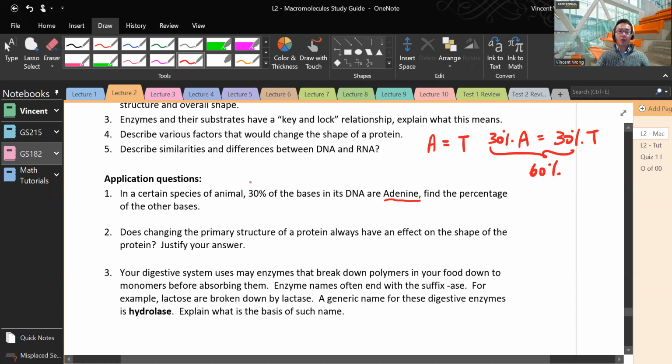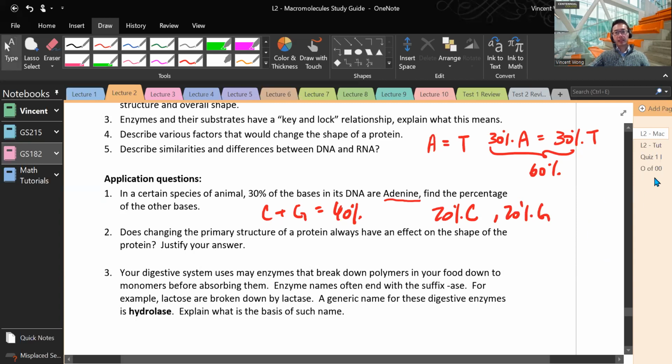Which means what percentage makes up C and G? If 60% makes up A and T, what percentage makes up C and G? Yeah, 100% minus 60% is 40%, right? And we know the amount of C and G would be the same, which means I take this number and divide it by 2, and we will have 20% C and 20% G.